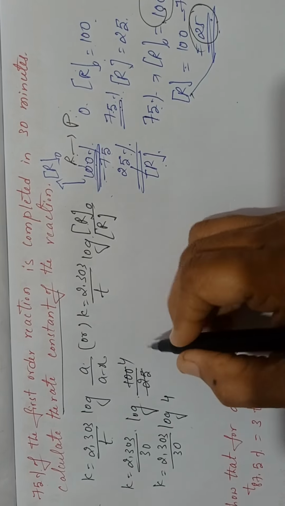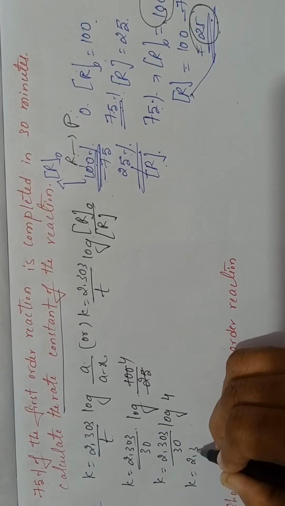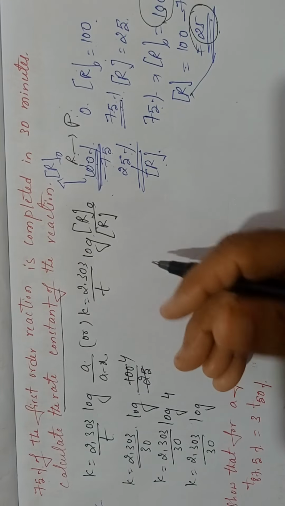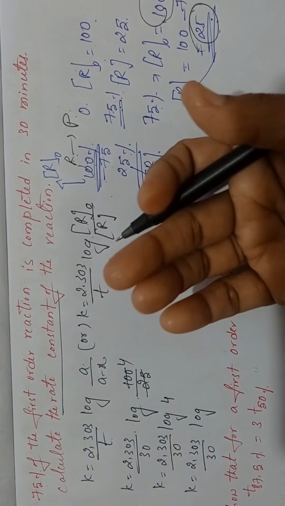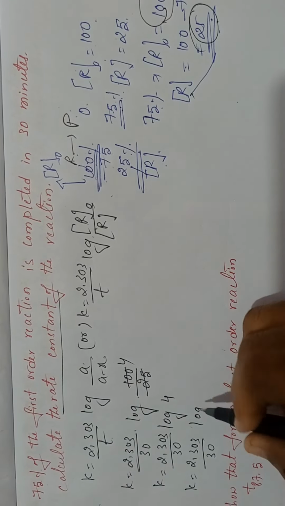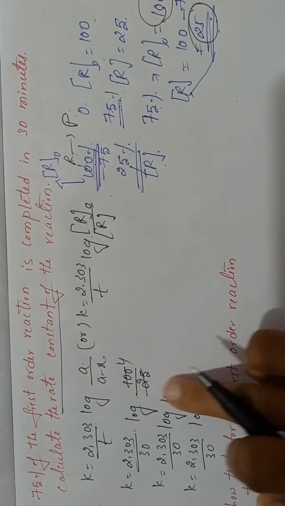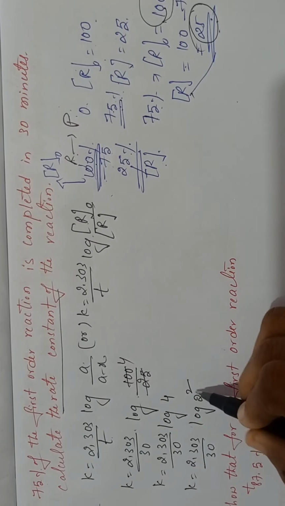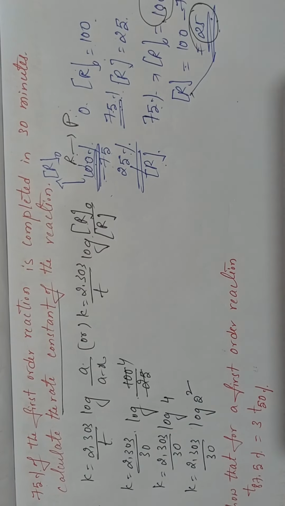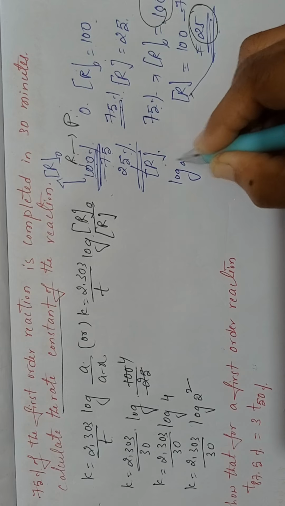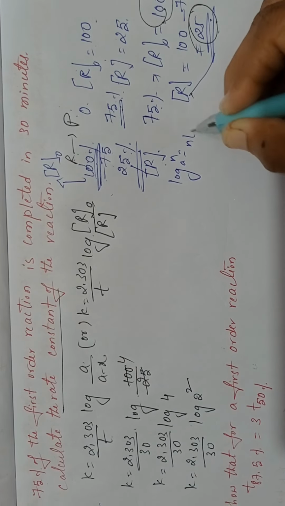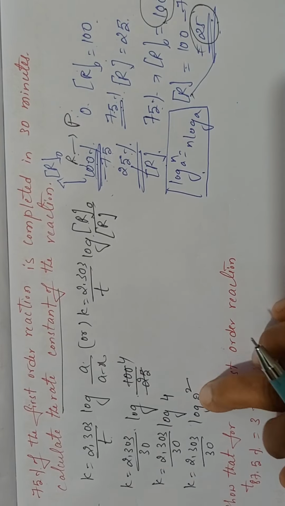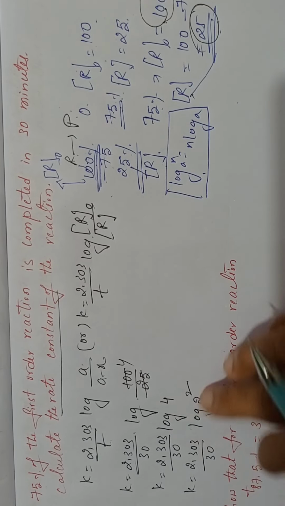This log 4, how to write it, students? K is equal to 2.303 by 30 into logarithm of 4 value. Otherwise you can write it as log 2 square, because 4 we can write as 2 square. Understanding? So here the log a to the power of n formula, what, students? Logarithm of a to the power of n is equal to n into log a. Correct? So this is the formula, students. Use this formula here. Log 2 square is nothing but 2 log 2.